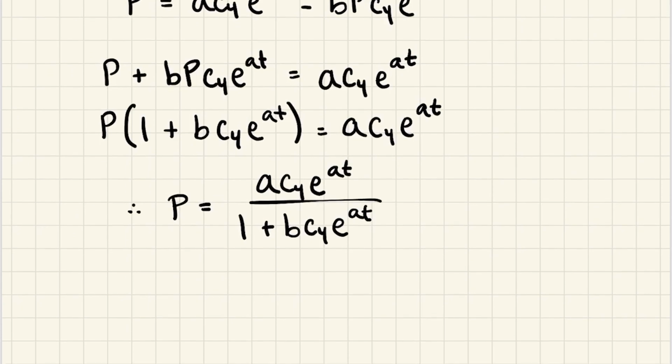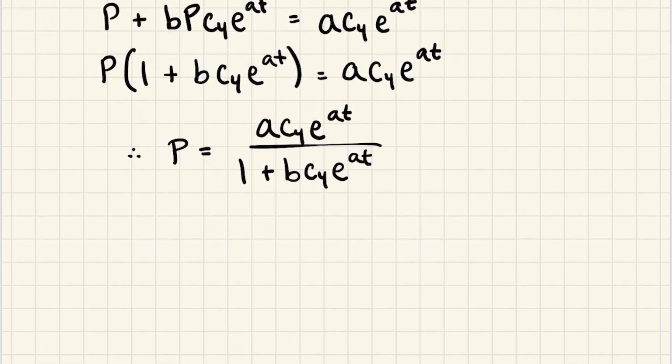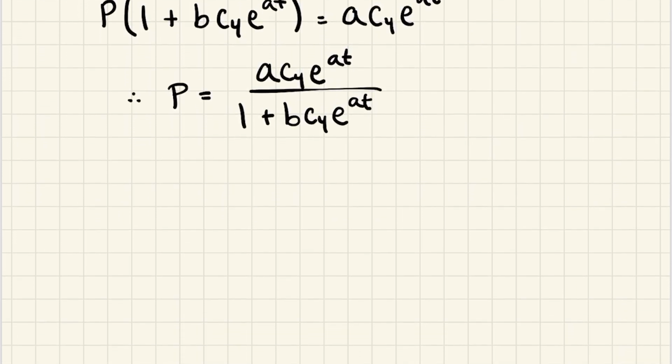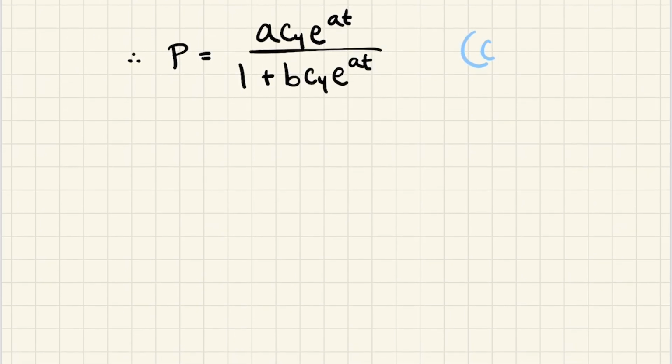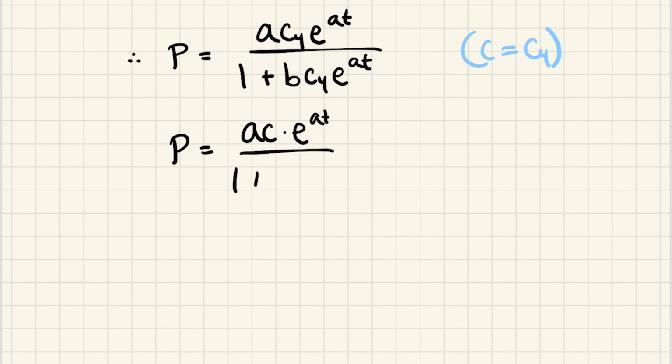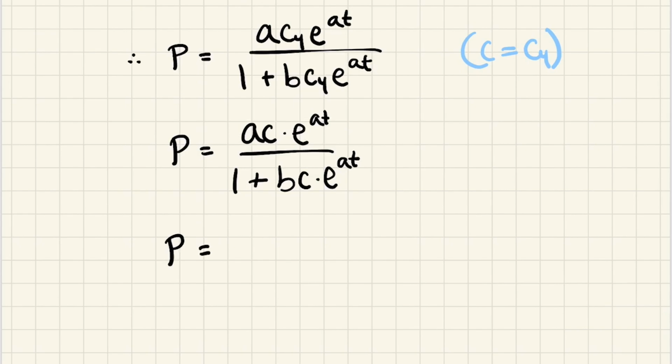Okay, well, let's consider that C4 to be our last constant, so let's just call it C. And it's also a little bit more convenient if we multiply everything by e to the negative at, so we get AC over BC plus e to the negative AT.